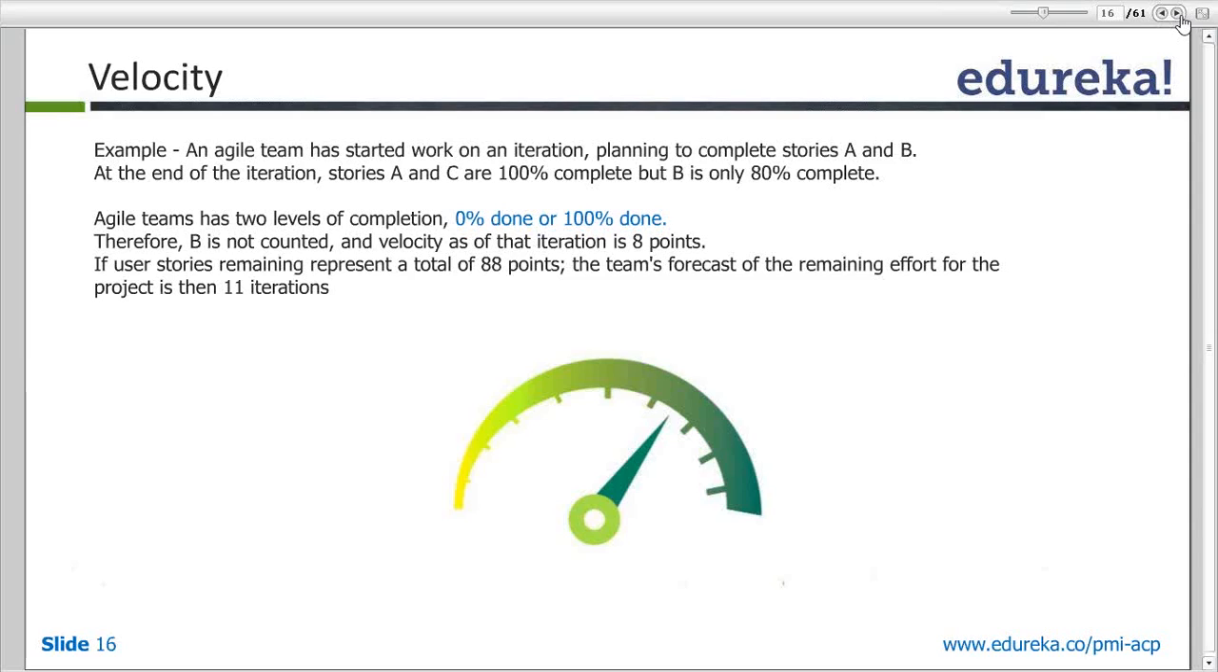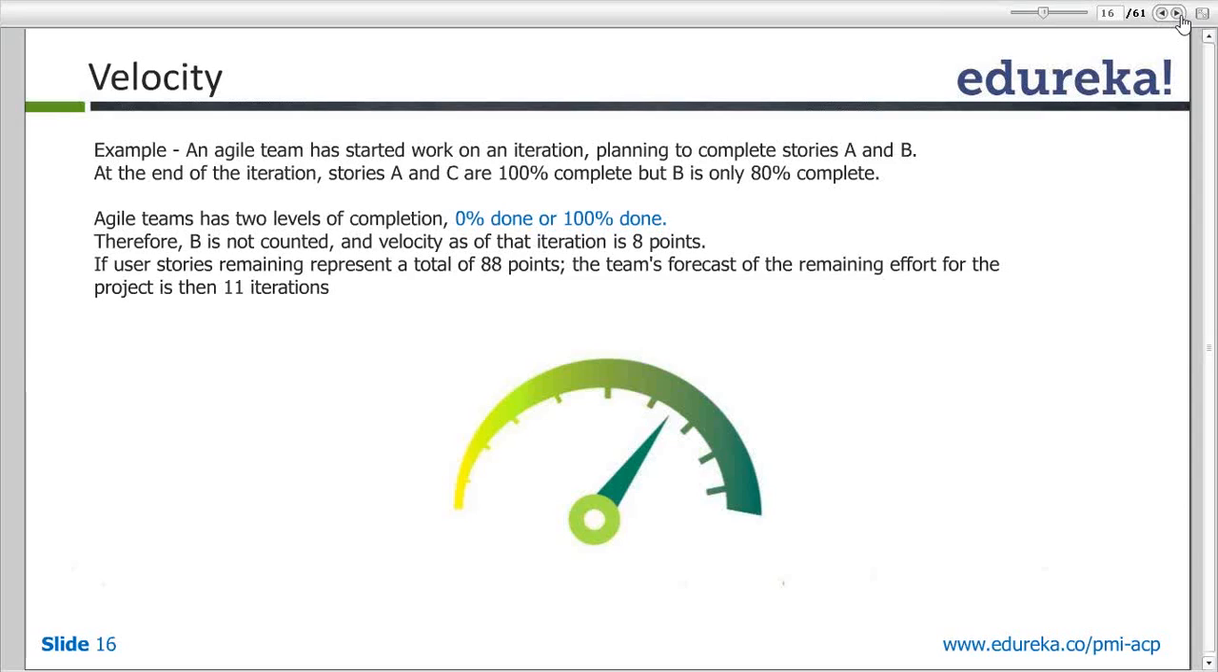Let's take another example. An agile team has started work on an iteration, planning to complete stories A and B. At the end of the iteration, stories A and C are 100% complete, but B is 80% complete. Would you consider story B part of that iteration? No, right? Because it was 80% complete. Agile teams have only 2 levels of completion: 0% done or 100%. There is no terminology called partial complete. Therefore, B is not counted and the velocity of that iteration is 8.